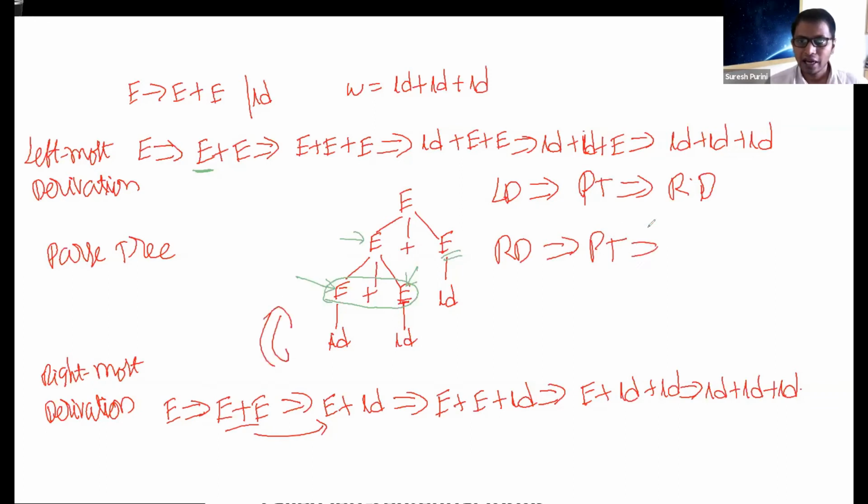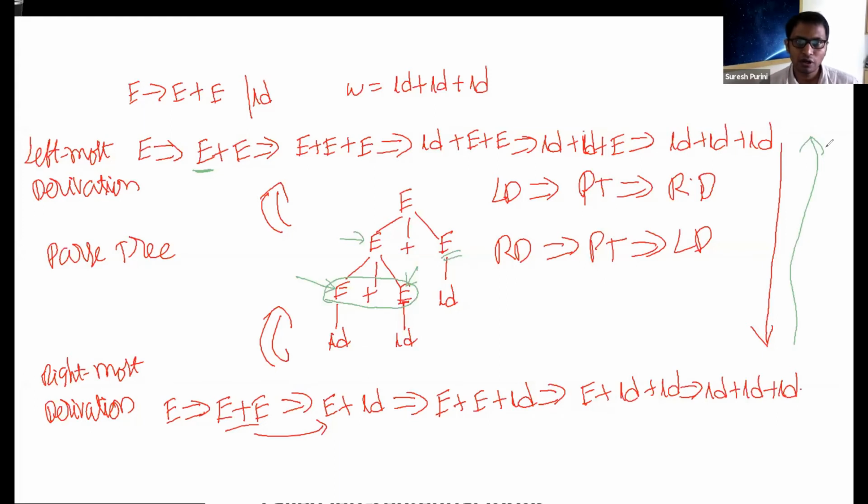The associated leftmost derivation will also be the same. Either you start from the top and go to the bottom, or you start from the bottom and go to the top, it will be the same. You will end up having what you are seeing on the screen. It will exactly be the same wherever you start, or even if you construct the parse tree first.